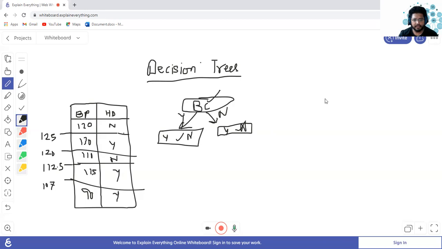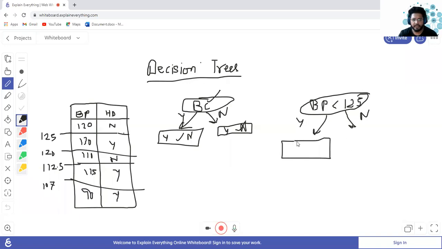Is the blood pressure less than 125? Yes and no. Okay. Now when it is less than 125, how many yes and no do we have? Similarly, when it is greater than 125, how many yes and no do we have? Okay. So similarly, we will be able to get the Gini impurity of this, the Gini impurity of this, and using these two, we will be able to calculate the Gini impurity of this.